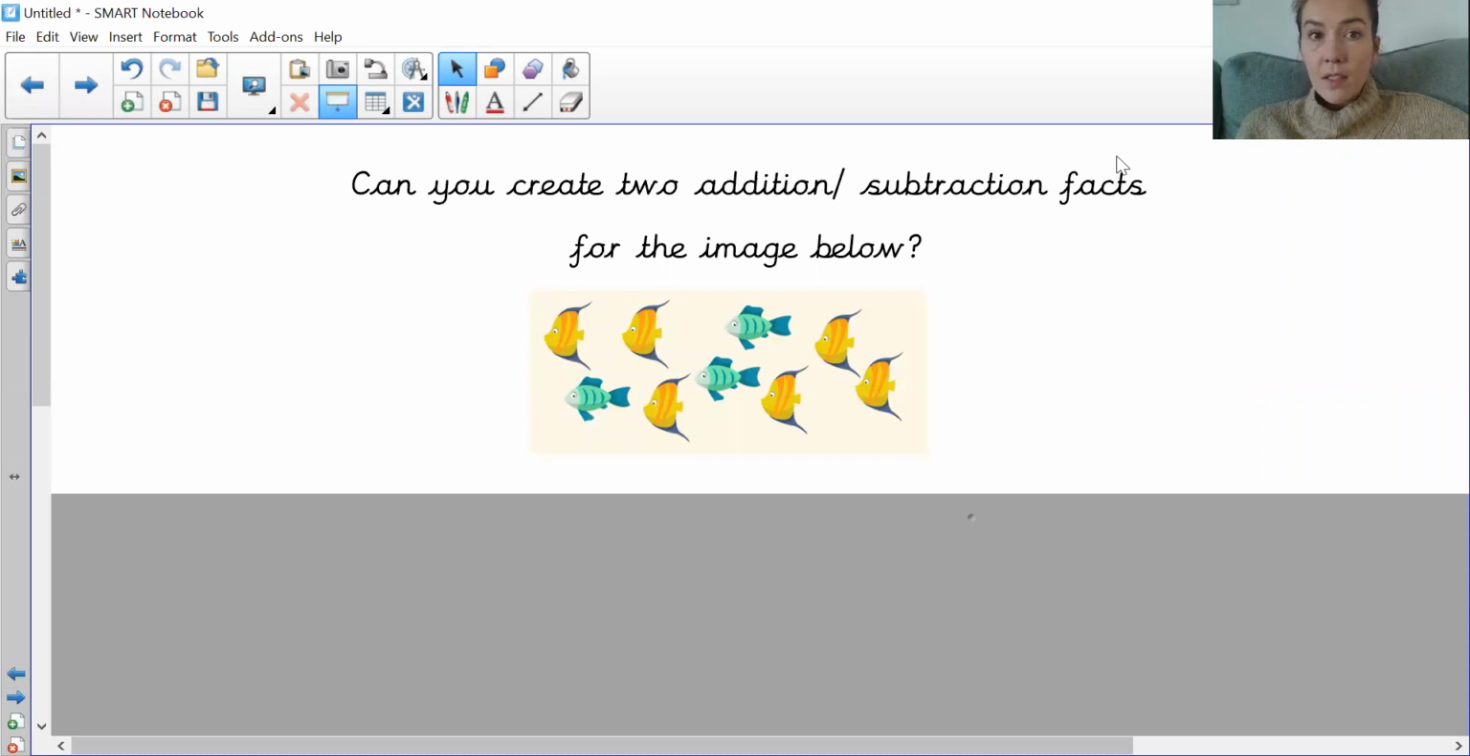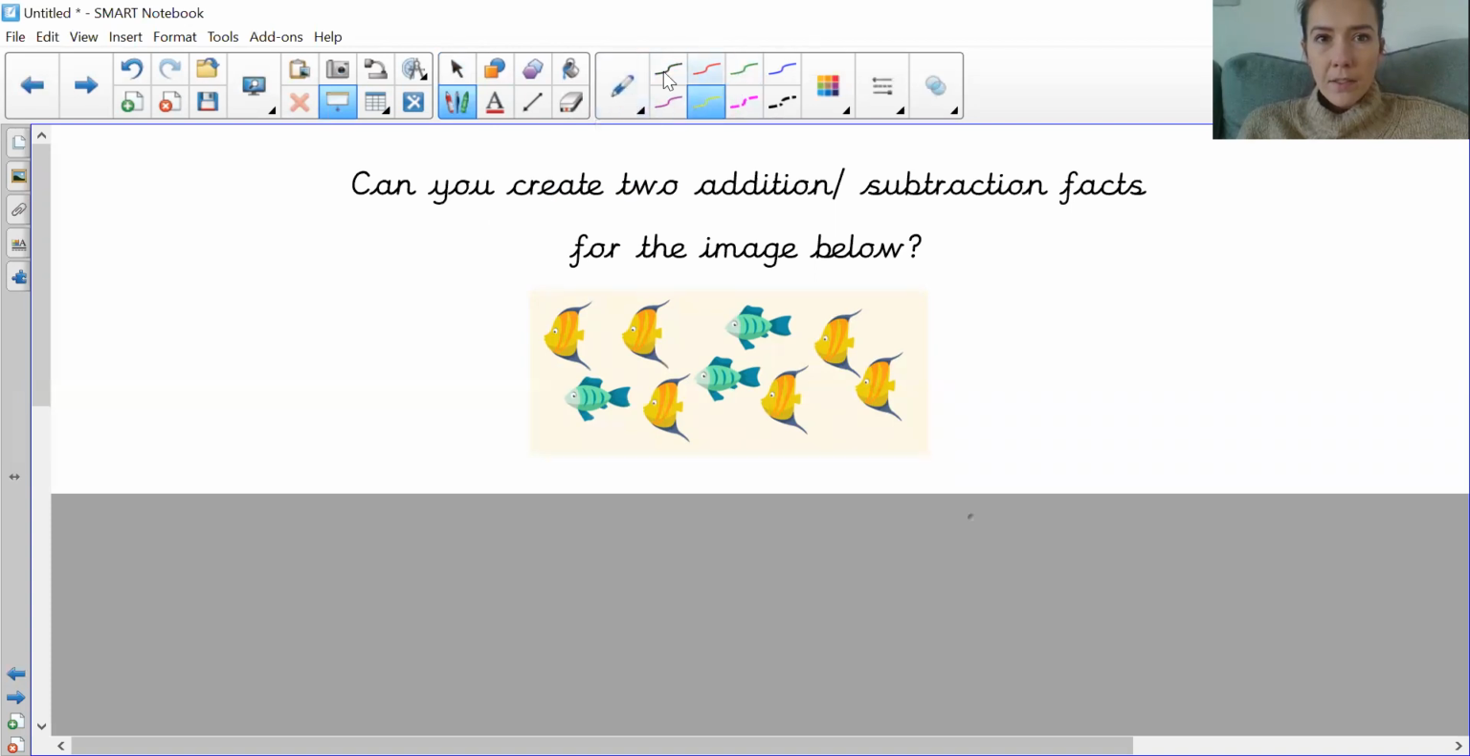Right, so first up, we've got a picture of some fish. It says, can you create two addition and subtraction facts from the image below? The first thing we are going to do is see how many fish there actually are and the different types of fish. We've got the yellow fish, which is a bit like a dory, and the smaller blue and green one. Let's see how many of each fish there are.